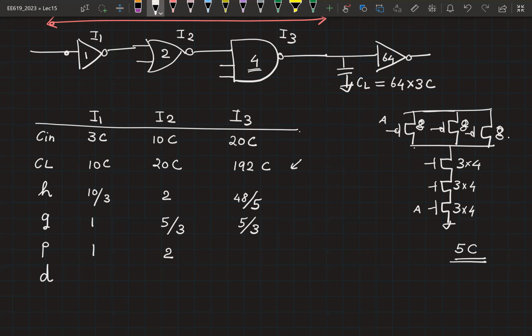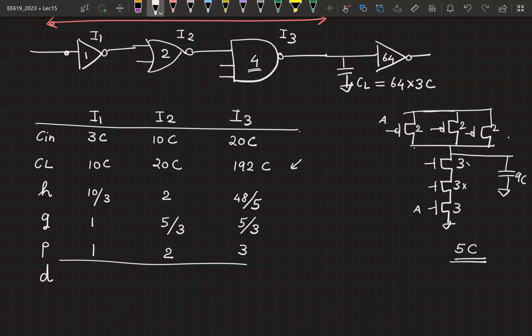Okay. So parasitic delay for I3? It's a NAND 3 gate. So you have the NAND 3 gate right here. What is the total capacitance? So this is 9C. So 9 by 3, this will give you 3.